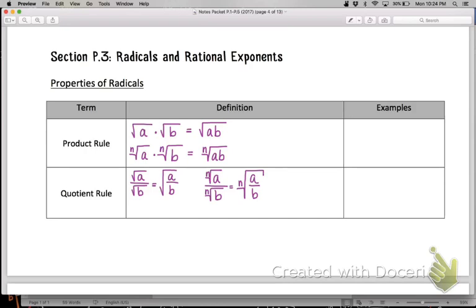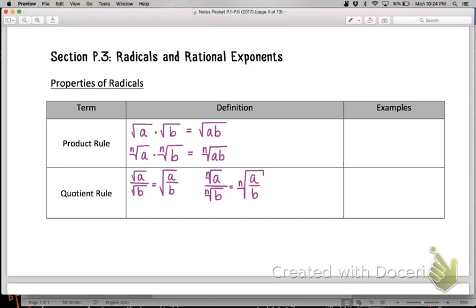That product rule also extends to any nth root, but the index of the radicals must match. So like if it's a cube root of a times the cube root of b, you can do it. But if it's a cube root of a times the fifth root of b, you cannot. We have to do a little bit more work to combine those. You can, but it takes a lot more work.